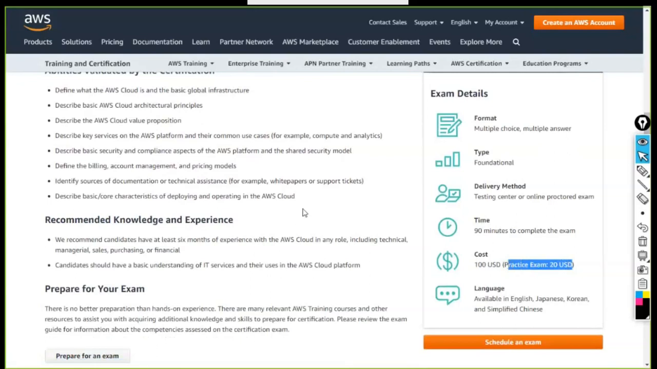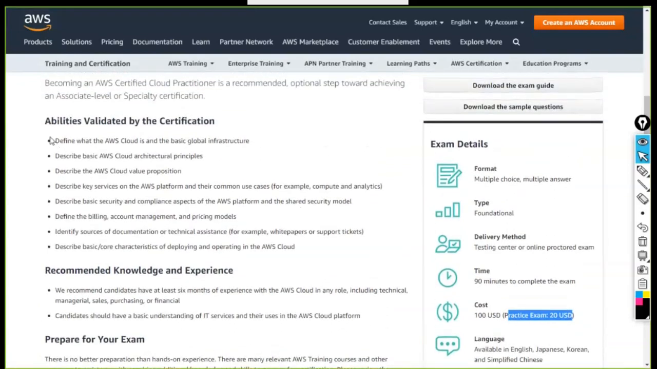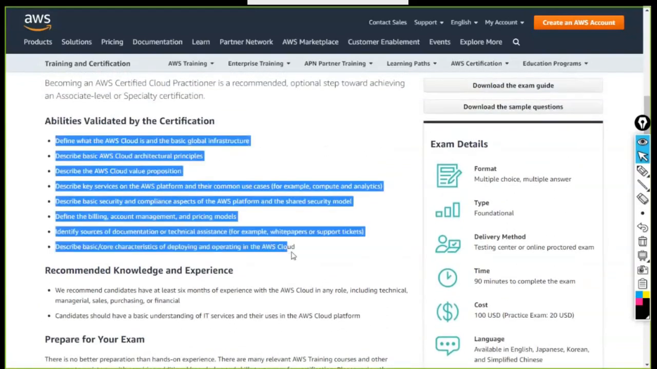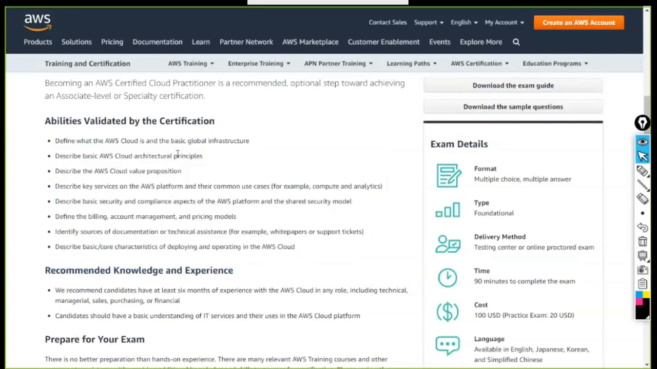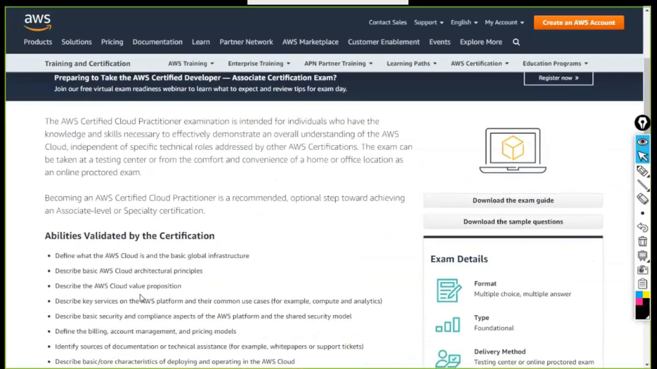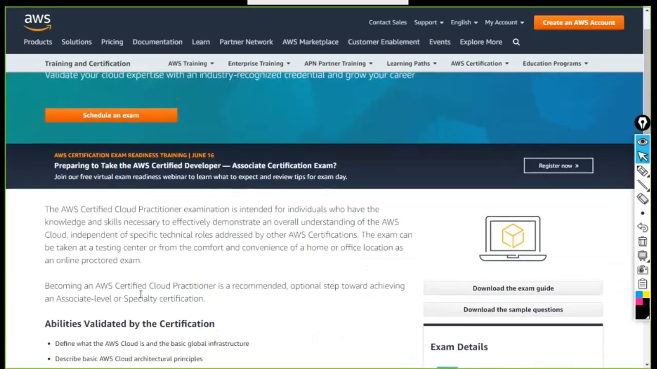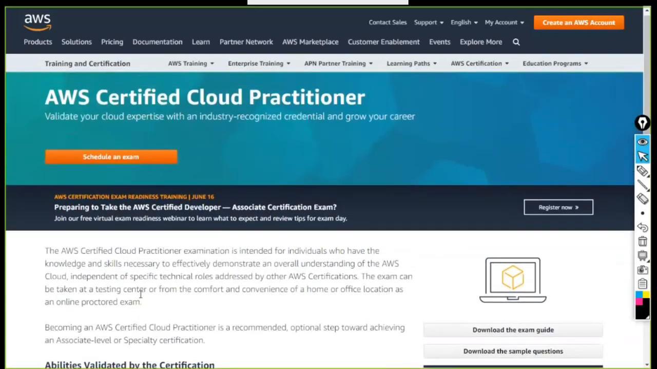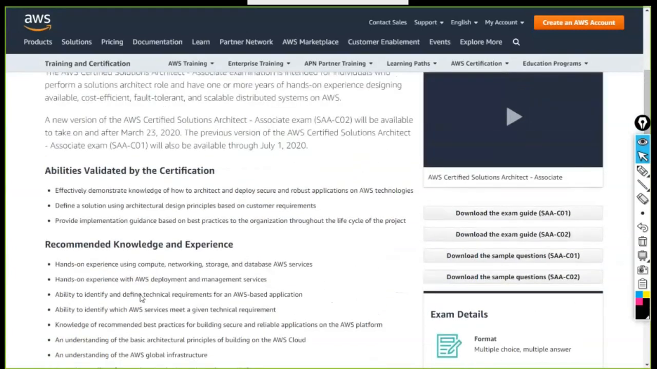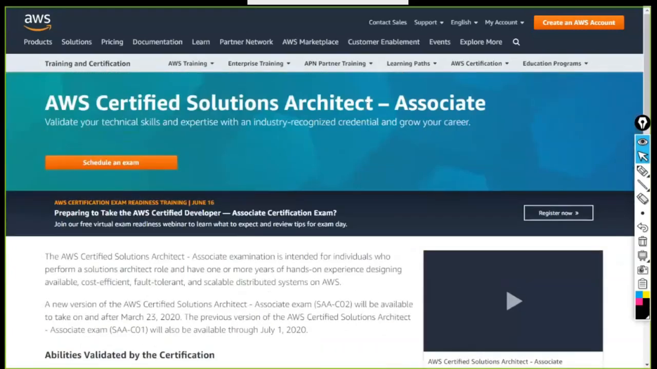This is all about your Cloud Practitioner. The outcomes of this certification are listed out here: knowledge and experience, and how to prepare for the exam. Every inch of detail is provided in this portal. The next is the AWS Certified Solutions Architect.